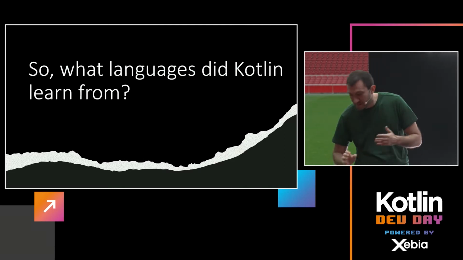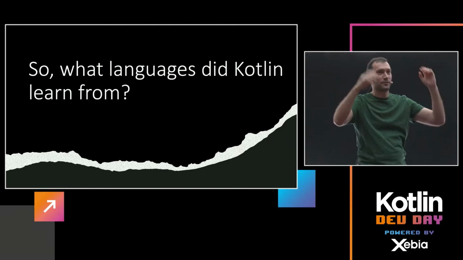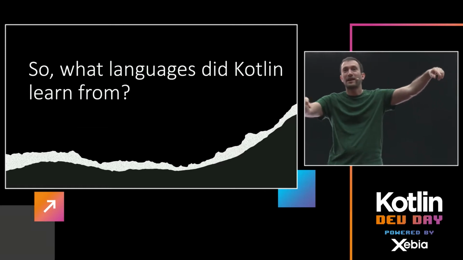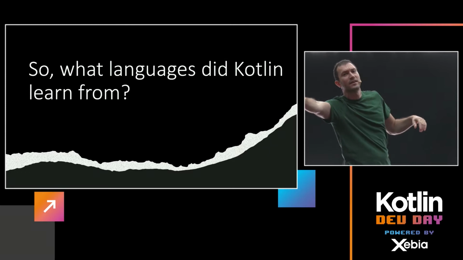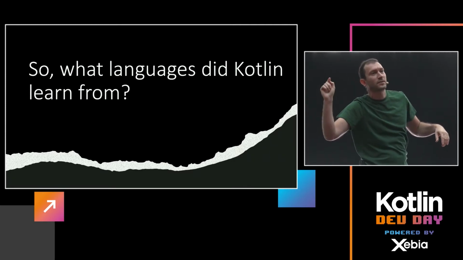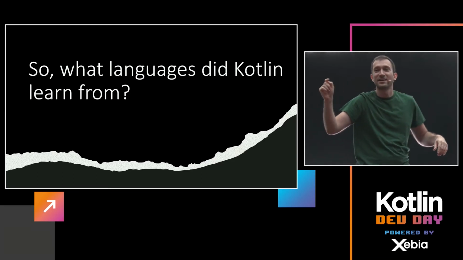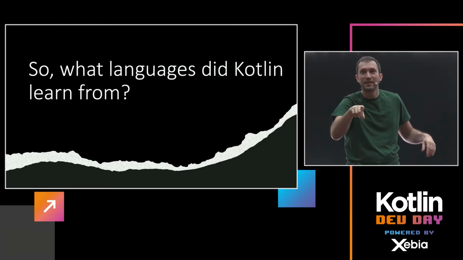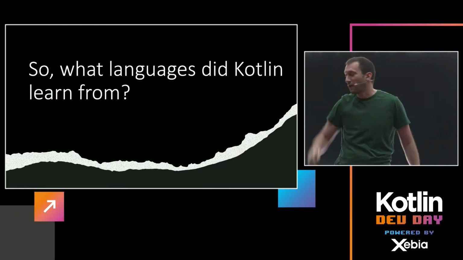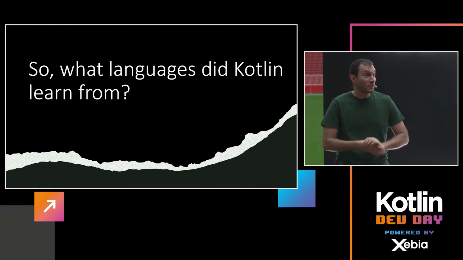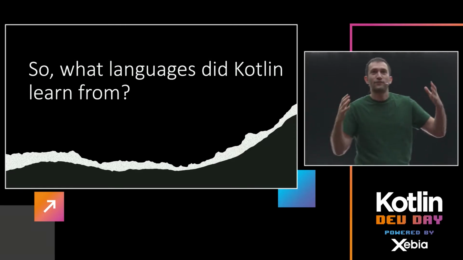So let's start with what languages did Kotlin learn from actually? What do you think? Just shout the names. Scala, okay. Swift. Java. C#, that was another name. Dart, okay. Clojure? Golang. Groovy. Okay, some of you will be surprised, but what do you think, what is the language Kotlin learned from the most?